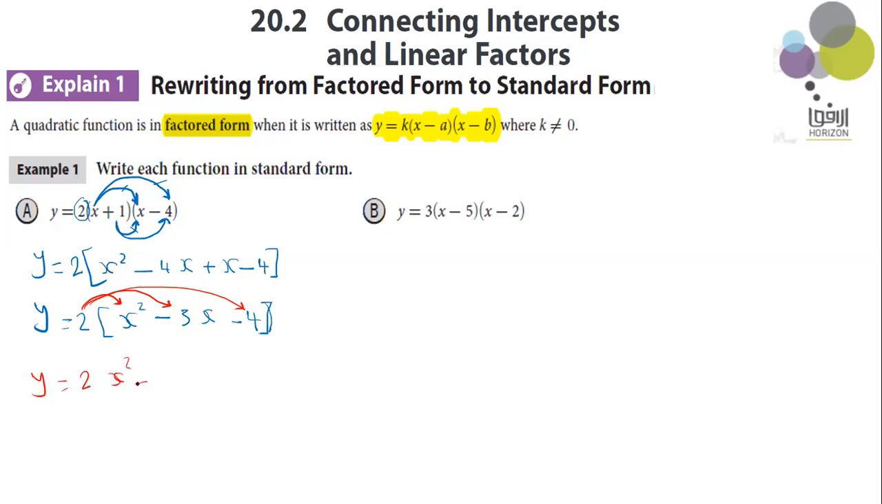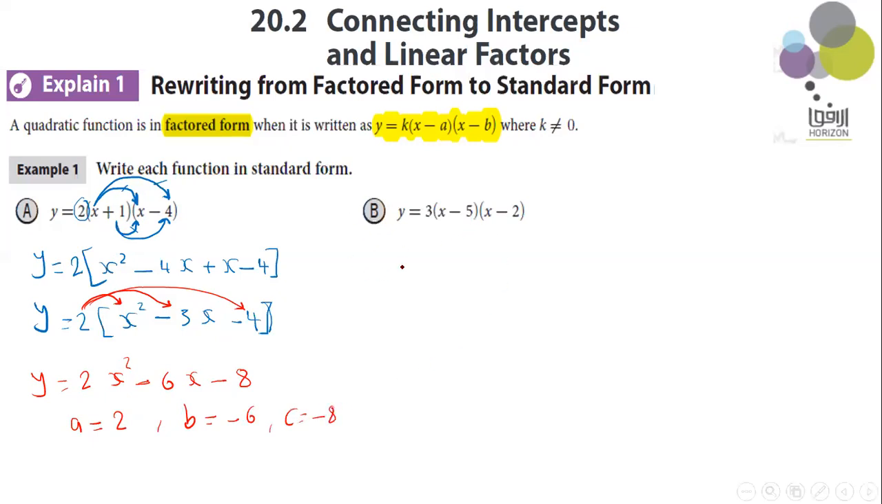2 multiply negative 3, negative 6x. 2 multiply negative 4, negative 8. So now we converted from factored form into standard form, and you can get a, the leading coefficient, is 2, b, the coefficient of x, is negative 6, and c is negative 8.